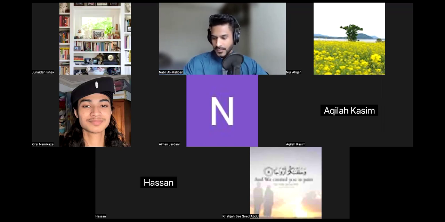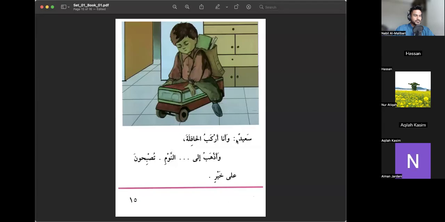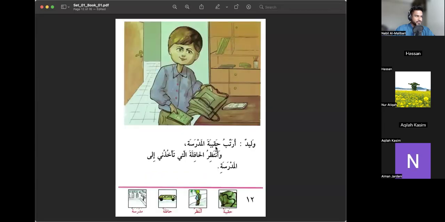Can I ask? Yes. On page 12, Surat Tibu Haki Batal Madrasa, you said that when you add the ya, it's for possession, but here there's no ya for the Haki Batal. Page 12. How do you change it to my school?